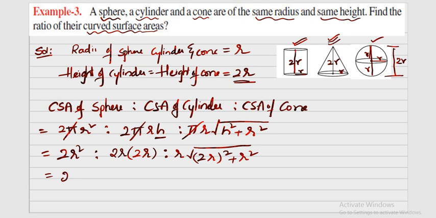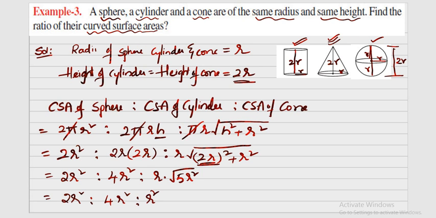Now this I can write as 2r square is to 4r square is to r square into the square root of 4r square plus r square, which is 5r square, right? So again I can write it as 2r square is to 4r square is to r square into root 5. In all the terms we have r square, so we can easily cancel them.